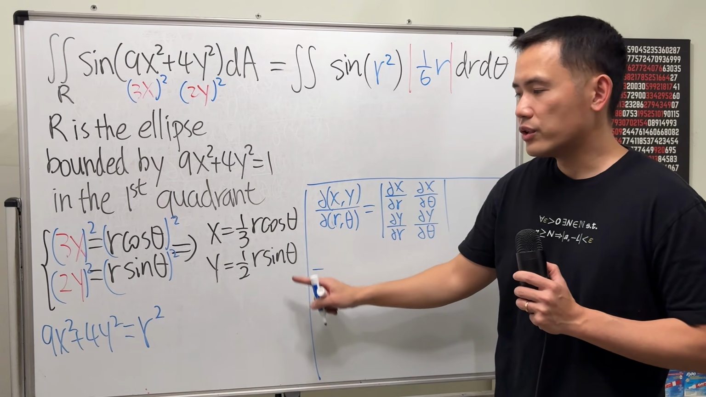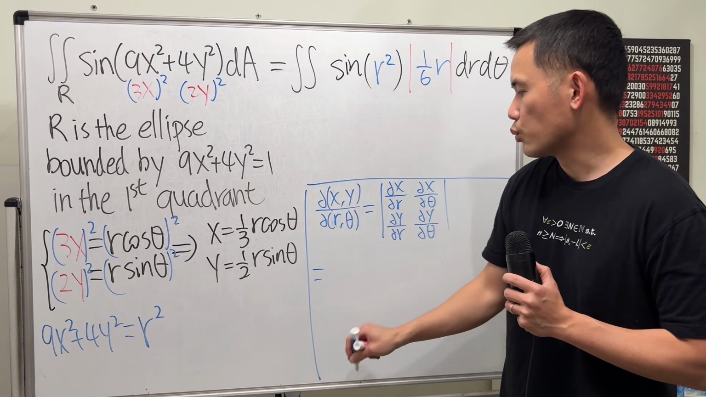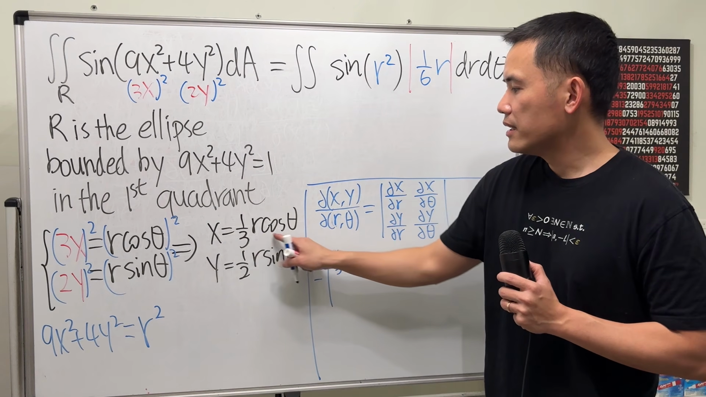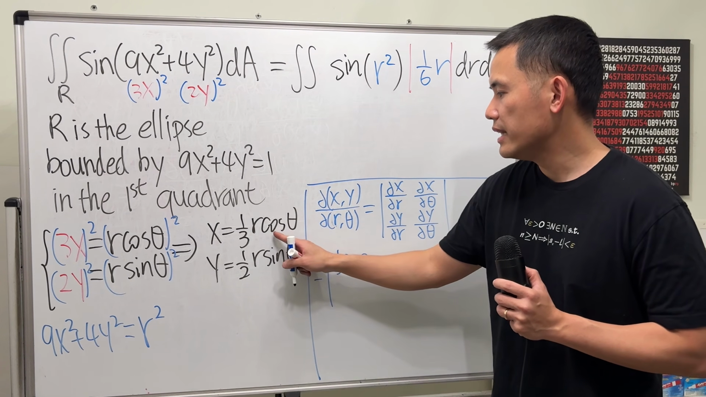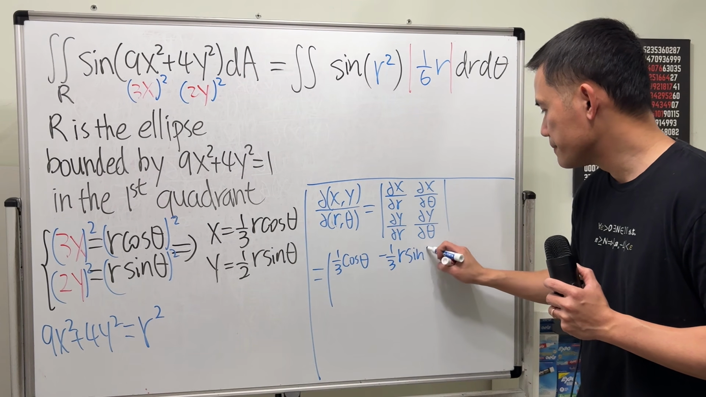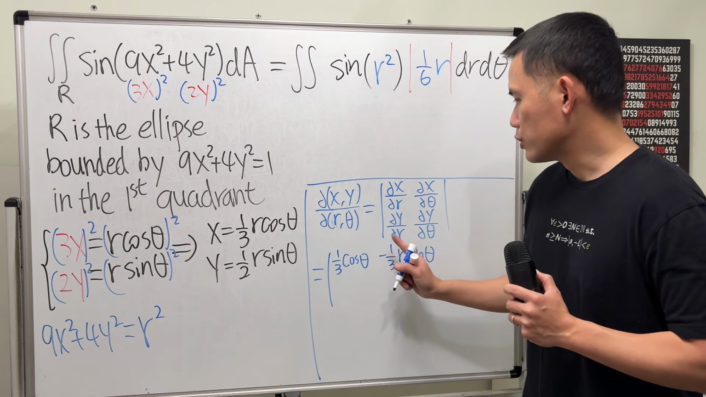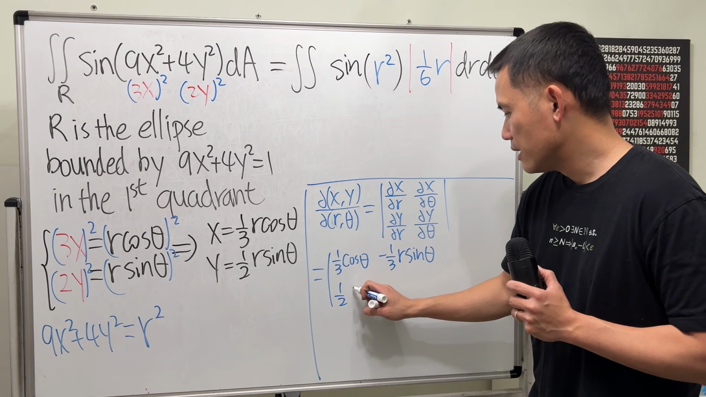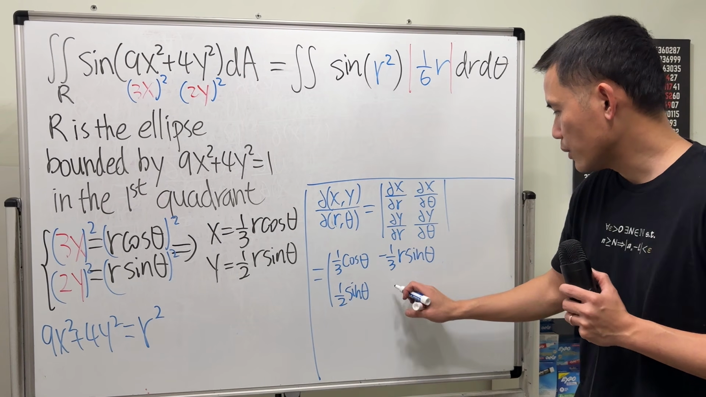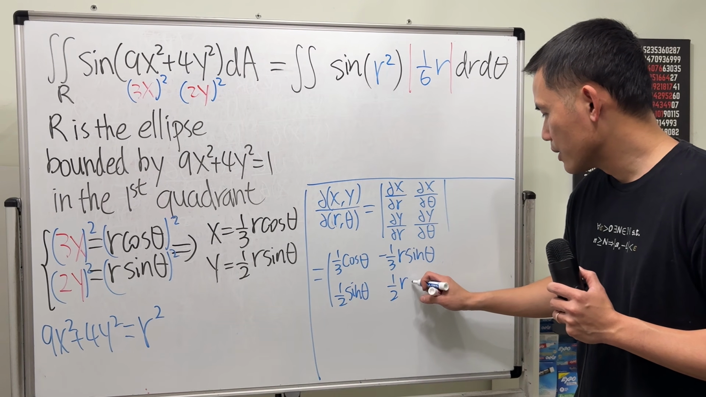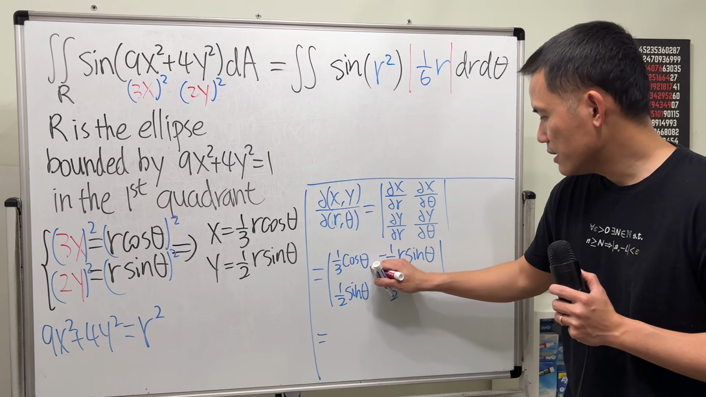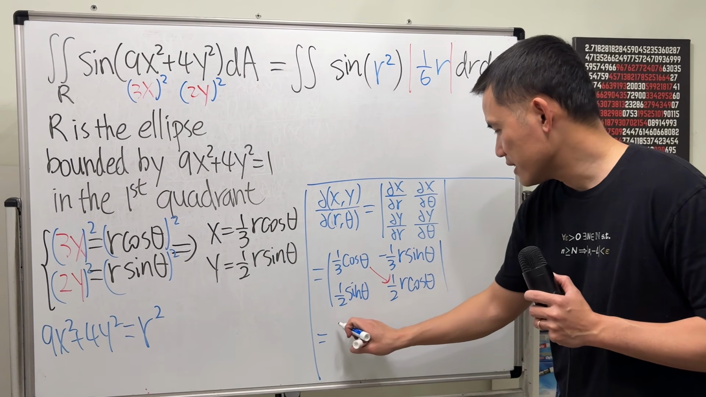Now look at the x equation, take the derivative with respect to r, that'll just give us 1, so we get 1/3 cosine theta. Look at this, take the partial with respect to theta, we get negative sine theta here, so that's negative 1/3 r sine theta. Continue, do the partial with respect to r, just 1, so 1/2 sine theta. Lastly, this right here gives us cosine, and then we have the 1/2 r cosine theta.